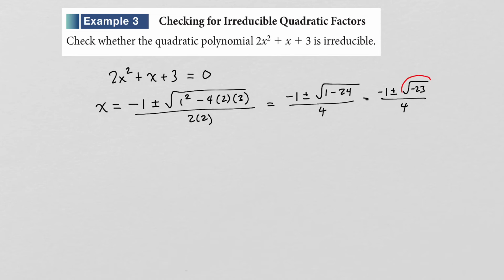And right here you can see that you are taking the square root of a negative, and this is non-real. So what that means is this equation has non-real solutions, and if it has non-real solutions, that means that this factor has non-real zeros, and that means it is irreducible. So 2x squared plus x plus 3 is irreducible.